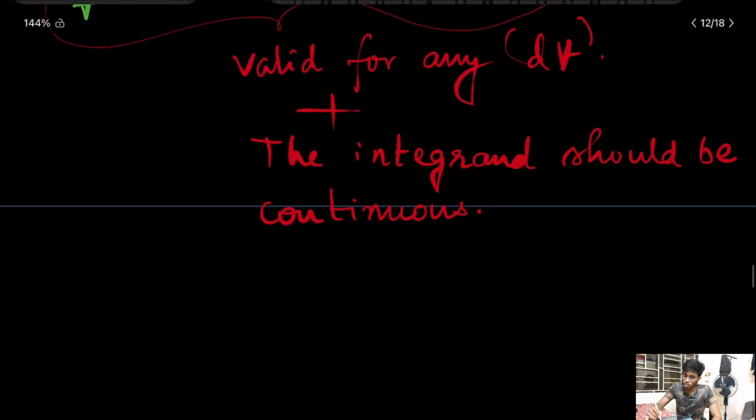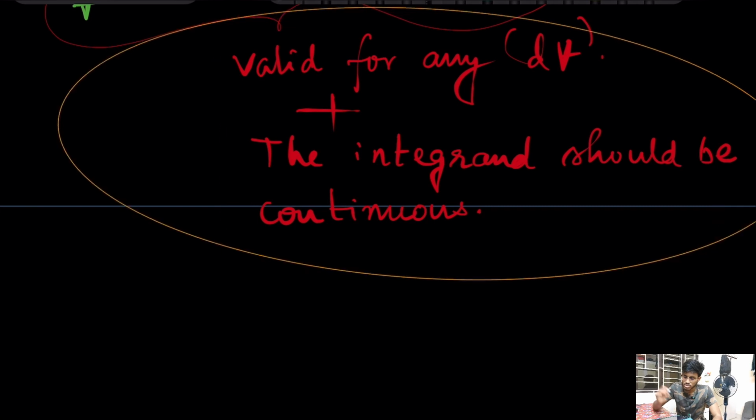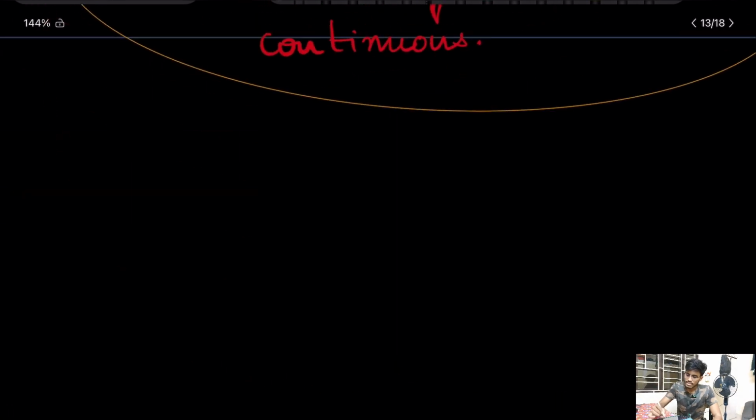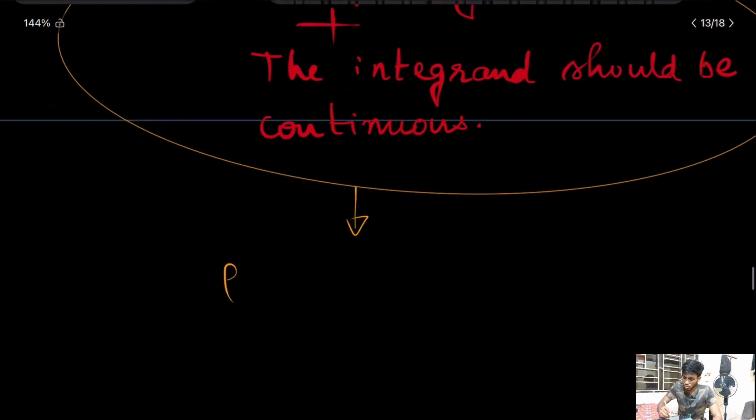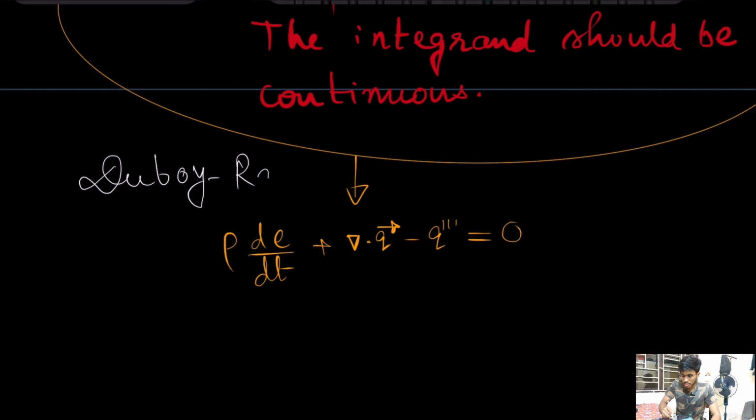If these two conditions hold, then I can say that rho d e/dt plus divergence of heat flux vector minus heat generation rate per unit volume is equal to 0. This theorem has a name, it is called the Dubois-Reymond lemma.